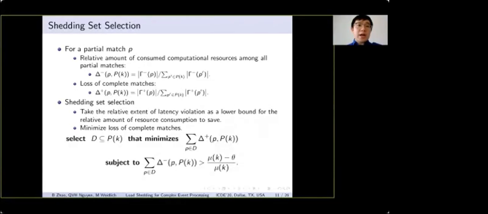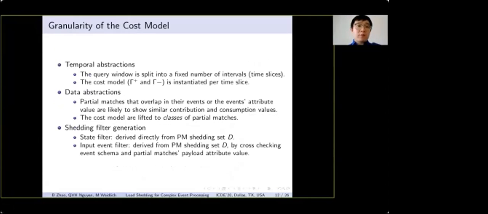Therefore, we define the shedding site selection as an optimization problem of partial matches. It is a kind of knapsack problem, which is NP-complete. It should be noted that any decisions of load shedding must be made instantly. Therefore, we discuss optimizations to solve shedding set selection, especially to reduce the search space. To this end, we consider the granularity of cost models and lift it by temporal abstractions and data abstractions.